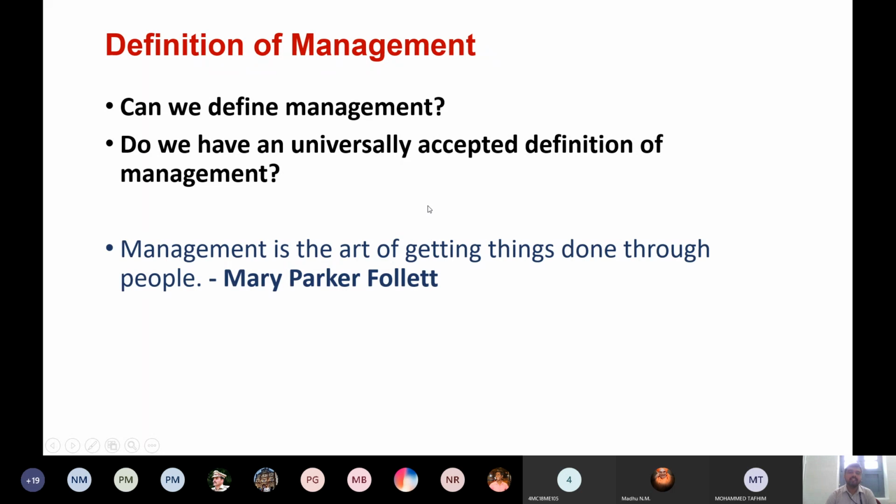First one is, management is the art of getting things done through people. Okay, so if management is art, do you think management is not science? Management, art or science? Art or science?